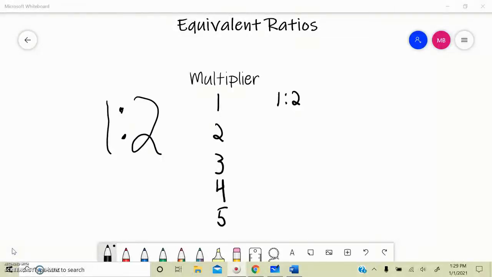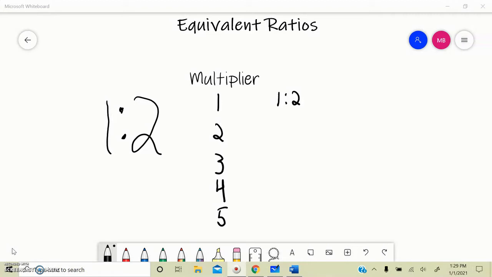Today we are going to discuss equivalent ratios. So we have our base ratio of 1 to 2. You might be wondering, well, how do I find equivalent ratios? Well, you can do one of two different operations to find equivalent ratios, and that is multiplication and division.